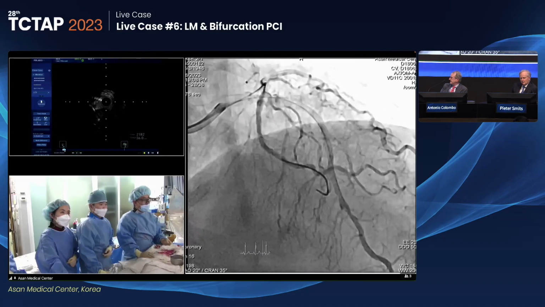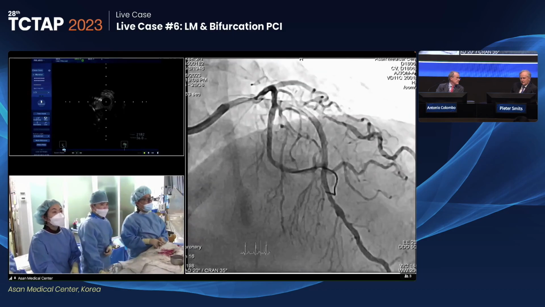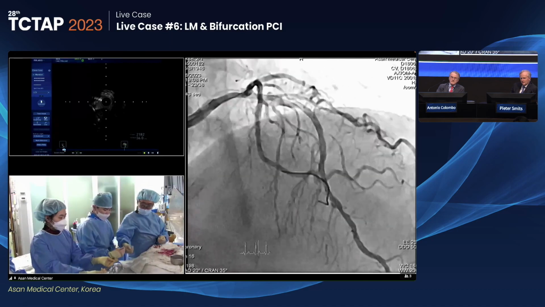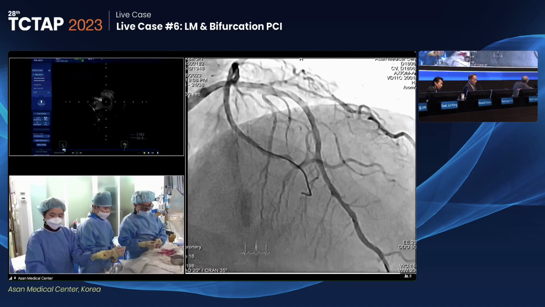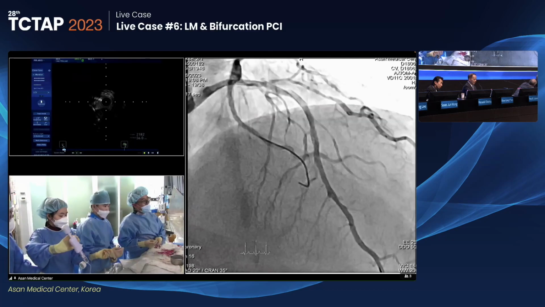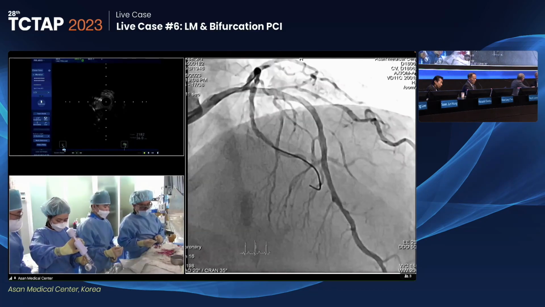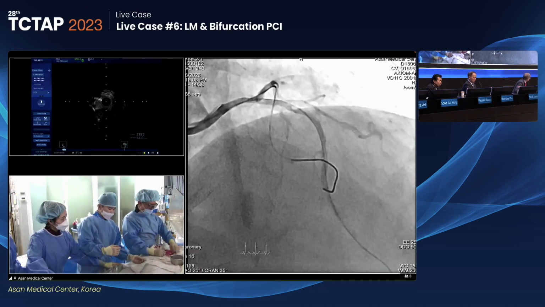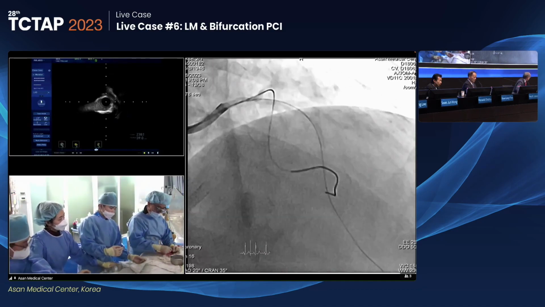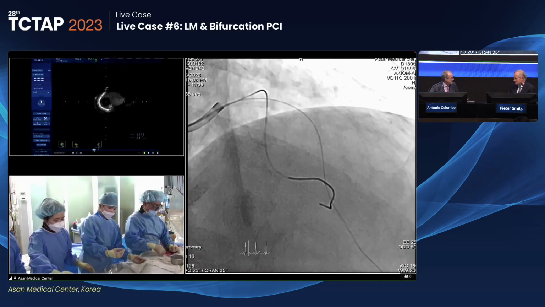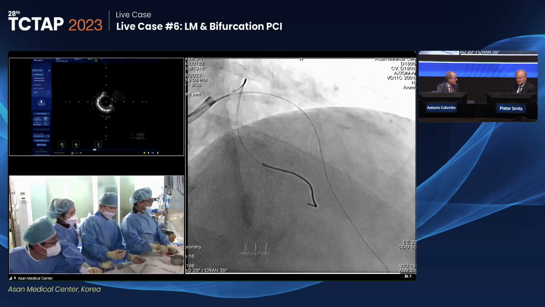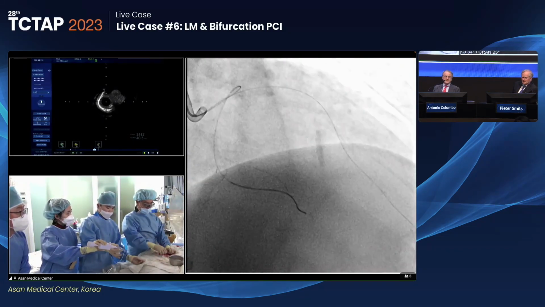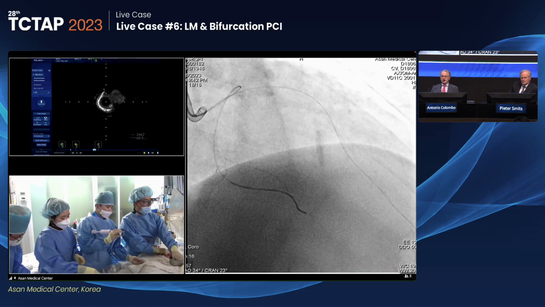So after ballooning, there is dissection, very clear. Absolutely. Dissection distal to the diagonal. Okay, so do you plan to protect the diagonal using a third wire? Yeah, the diagonal branch ostium is very wide, so I would like to just stent crossover. And then we observed, in our experience, the ostium was wide. So here, this is a 3.0 stent.